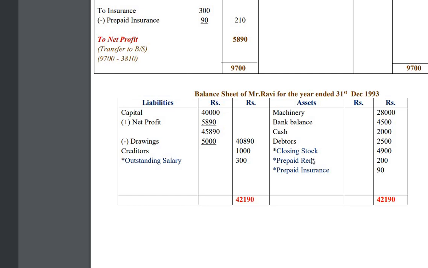The liability total and asset total, both totals are equal. So these are all the repeated adjustments that take place in the preparation of final accounts.